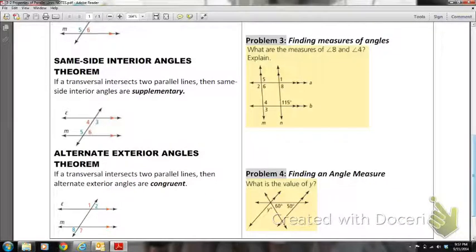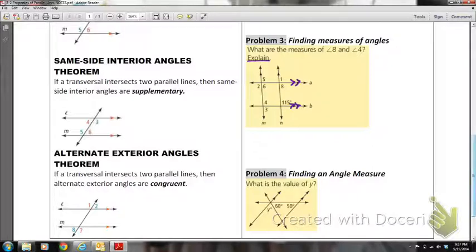Problem 3, we're finding the measures of angles, and we need to find the measures of angles 8 and 4 and explain, which just means we need to give a postulate or a theorem that justifies the statement that we're making for the measurement of angles 8 and 4. So in the diagram, if you look at your parallel markings, A is parallel to B because of the matching double parallel markings on the lines.